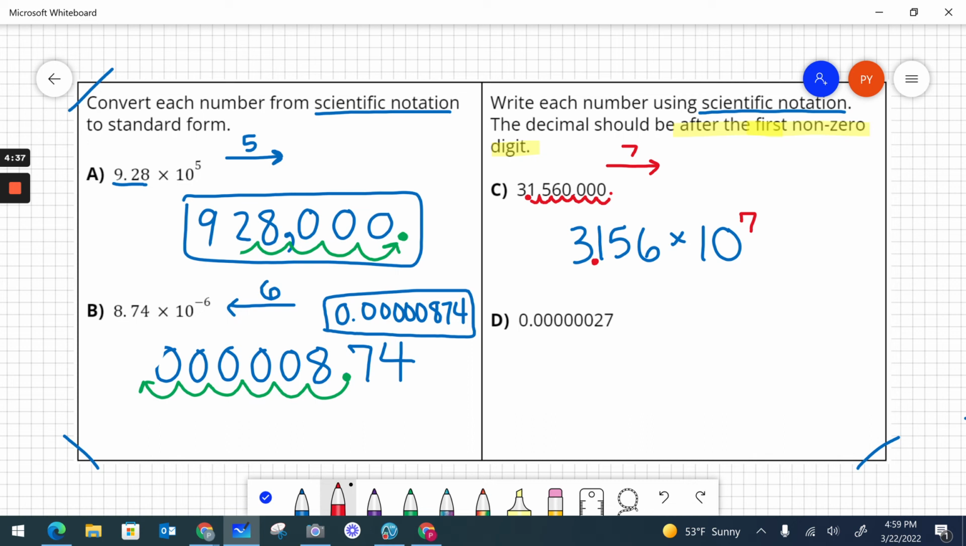Let's look at the next example. We're going to rewrite this number in scientific notation. We want the decimal to be after the first non-zero digit, which is a 2. So we want the decimal to be right after the 2. So I'm going to rewrite the numbers 2.7.